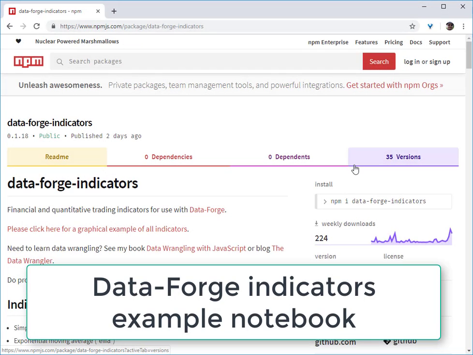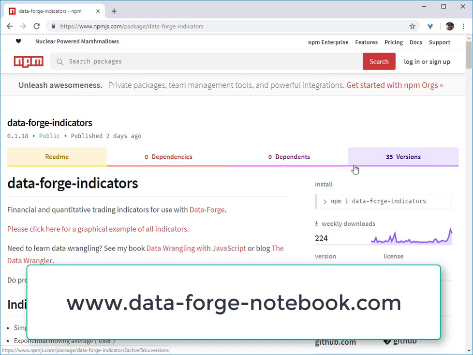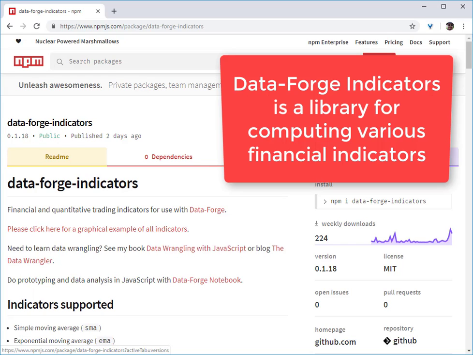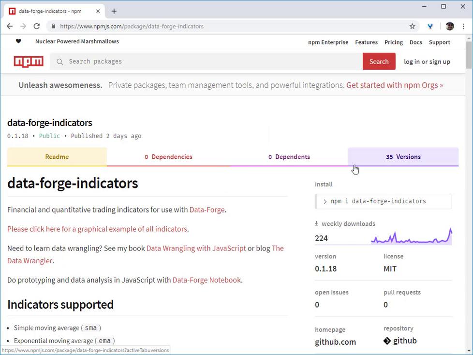I'm the developer of DataForge Notebook and author of the book Data Wrangling with JavaScript. In this short video, I want to show you one of the latest example notebooks gone into DataForge Notebook. This is an example of using my open source library DataForge Indicators. You can find it on NPM.